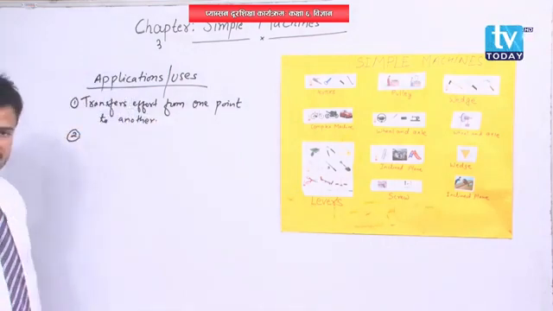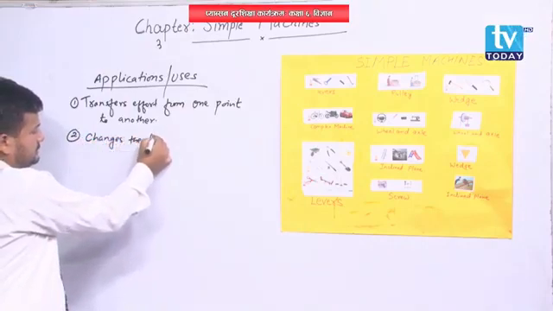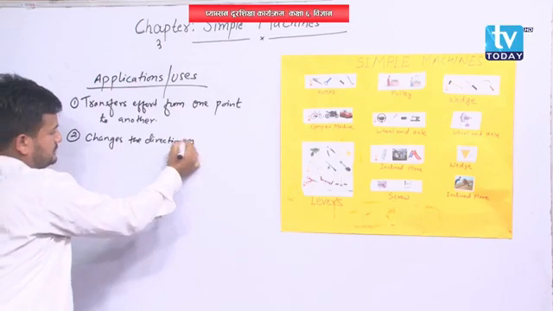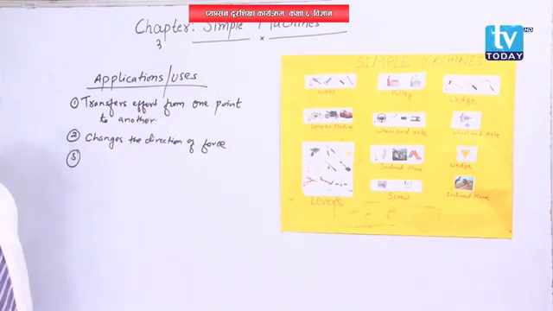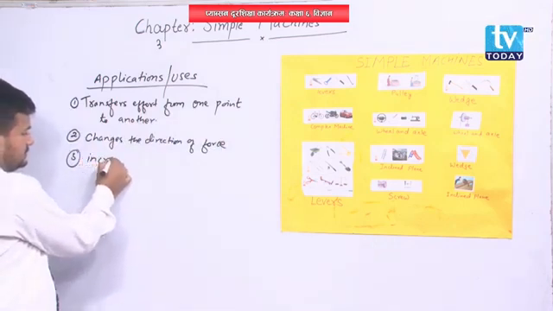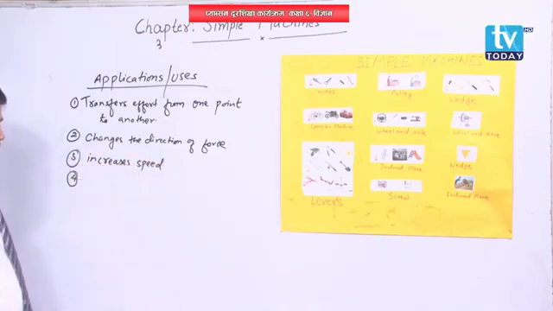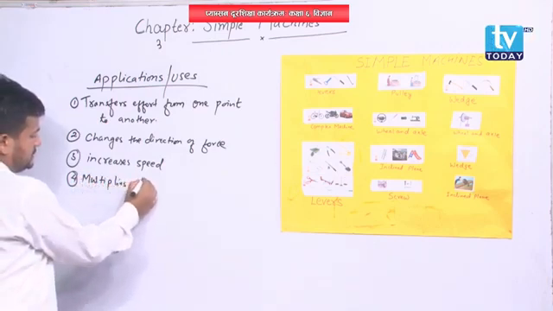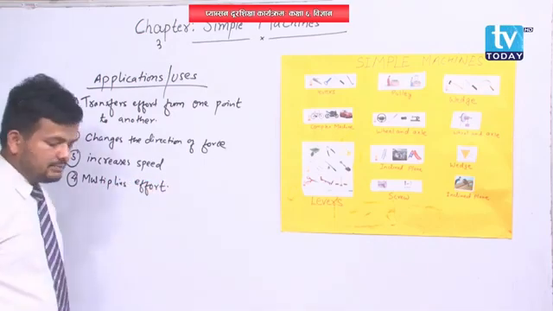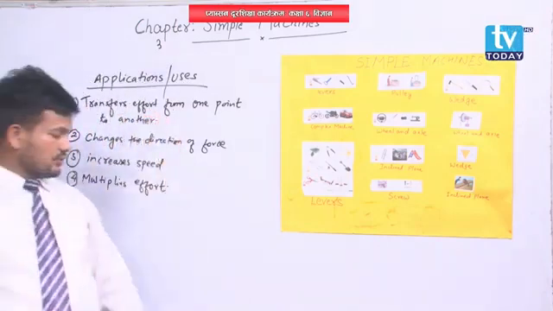Second, changes the direction. Increases speed. Multiplies effort. These are the applications of simple machine. Okay, so transfer effort from one point to another.